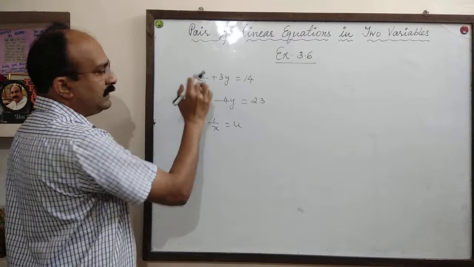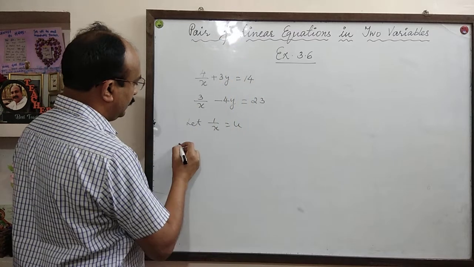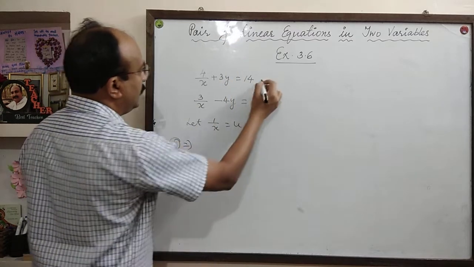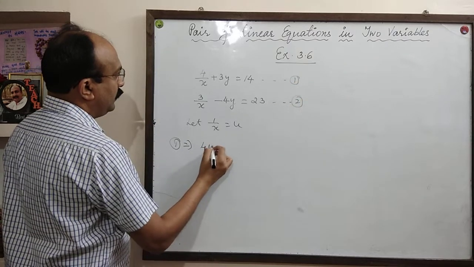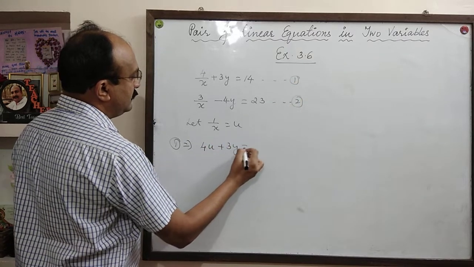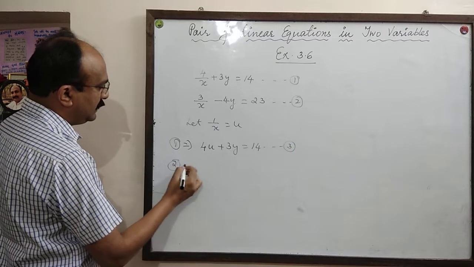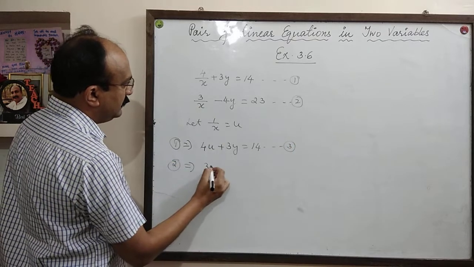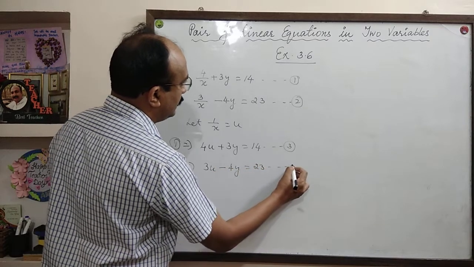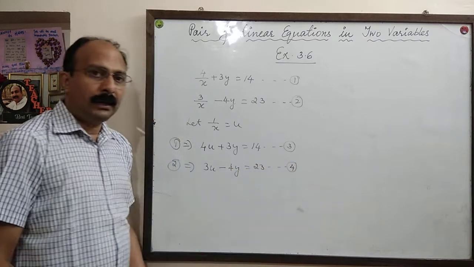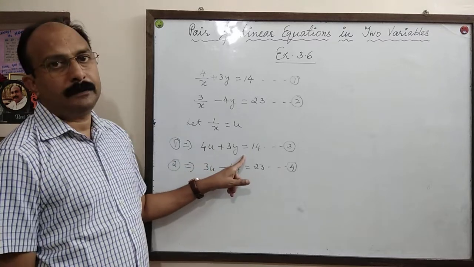So the first equation will become 4u plus 3y is equal to 14. Keep it as equation number 3. And equation number 2 becomes 3u minus 4y is equal to 23. Equation number 4. Now, you got a pair of linear equations in u and y.